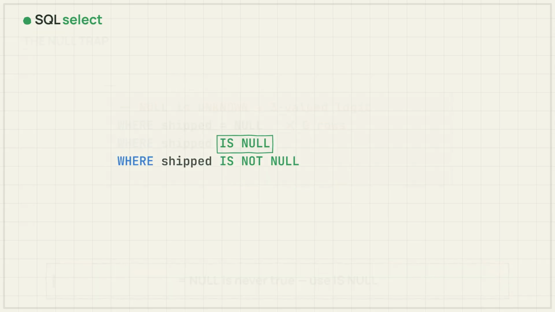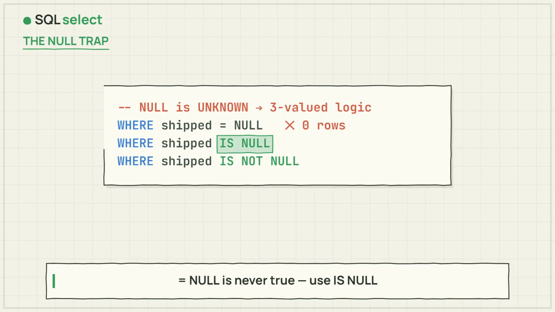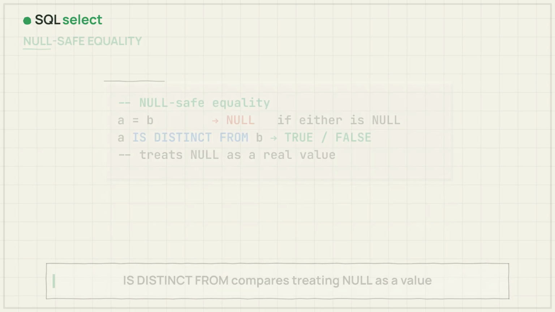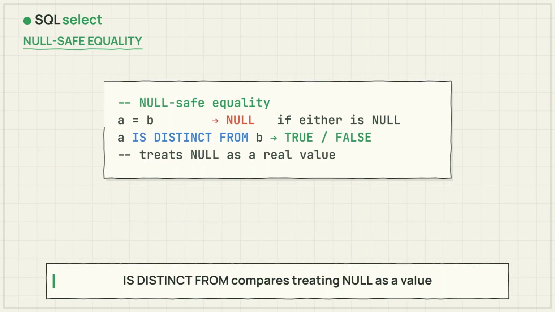Okay, back to it. Now the single most common where mistake. Where something equals null returns 0 rows. Always. Null means unknown, and under 3-valued logic unknown can never equal anything, not even another null. To test for it, you must use is null or is not null.